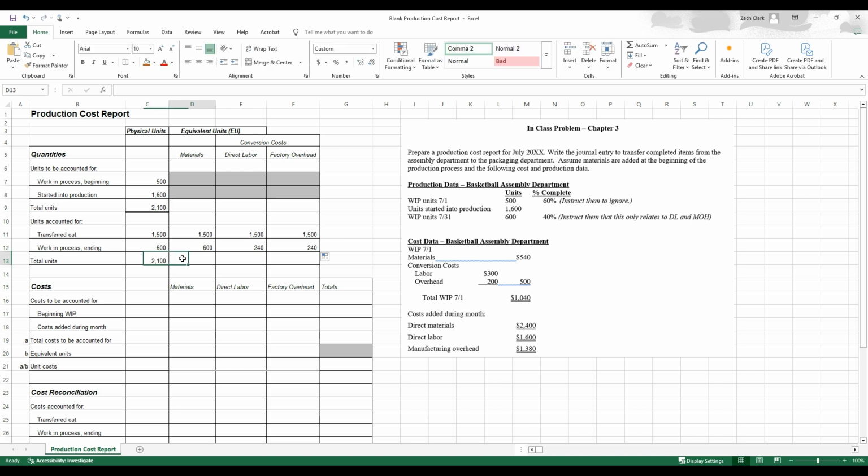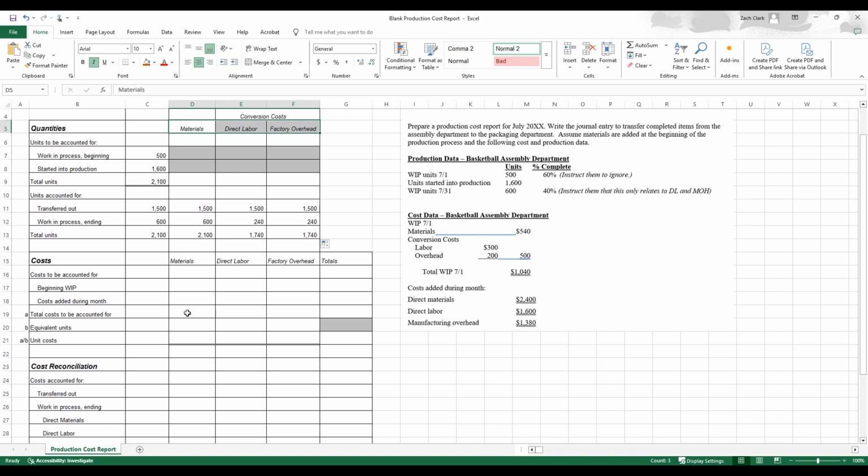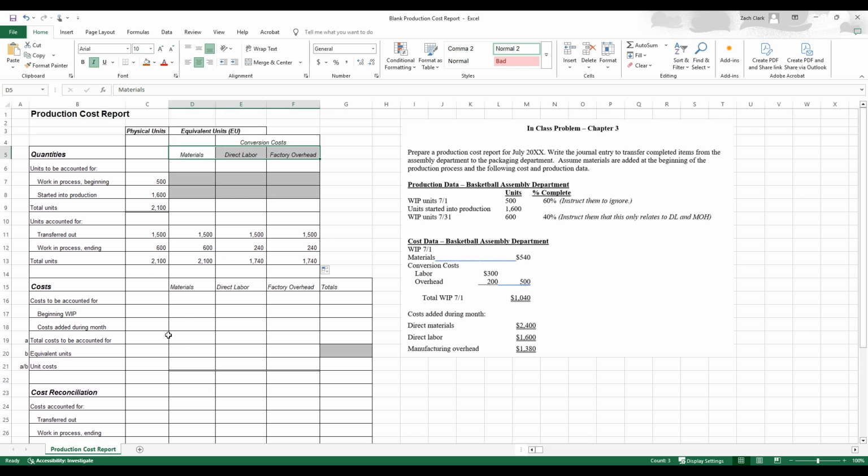Okay, and then we're just going to put a formula in here to add these together. We're going to drag that formula across. So here's our total units to analyze, broken down by the specific costs here of materials, labor, and overhead. Okay, so these are all units. Now we're going to come down to the cost section here and analyze that part.